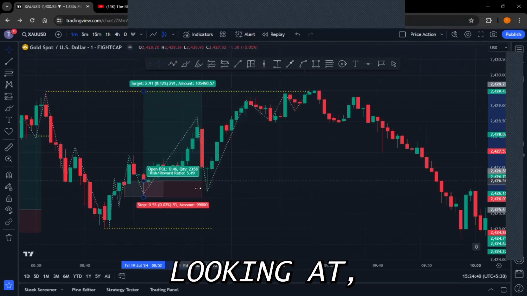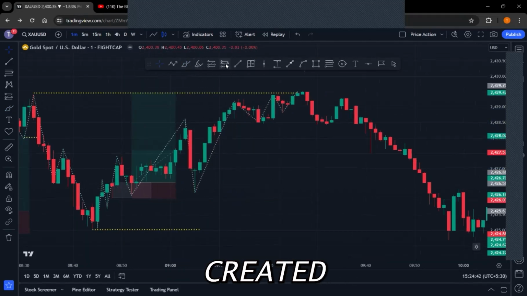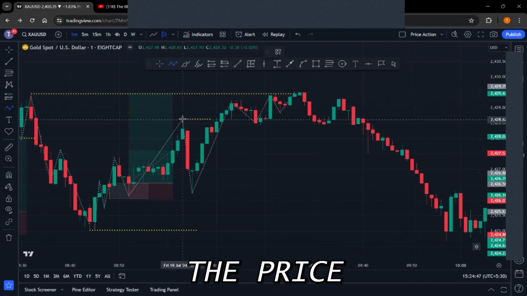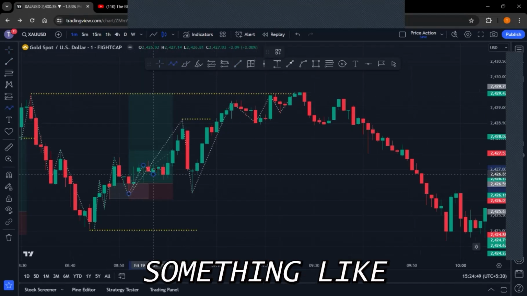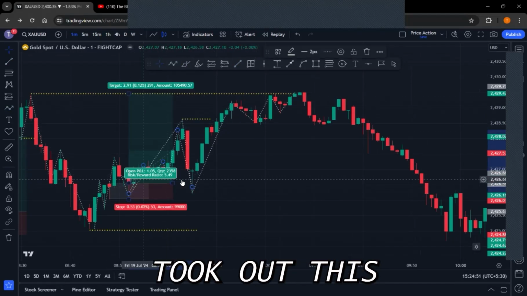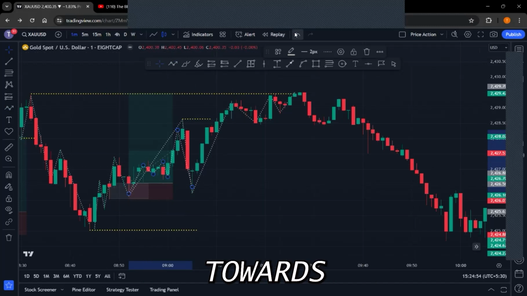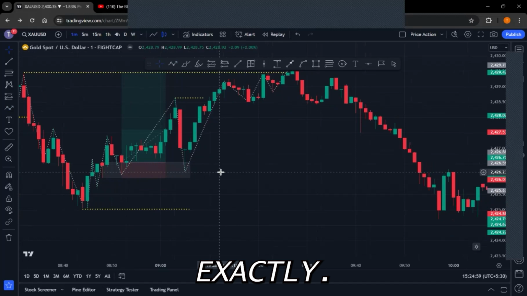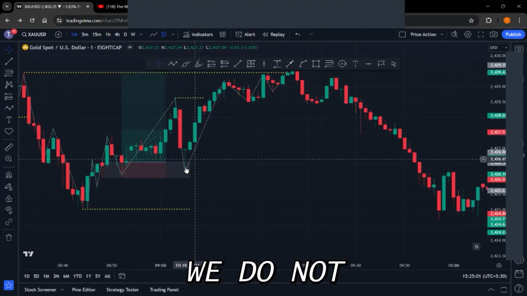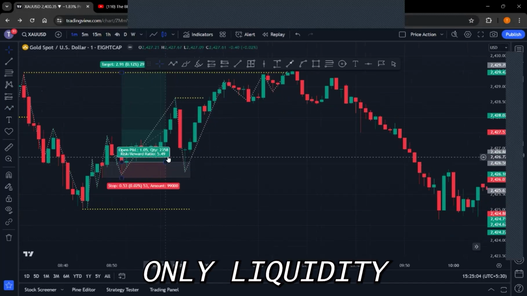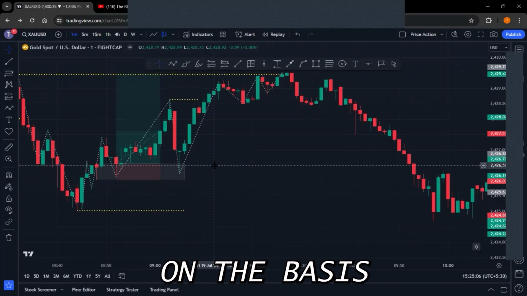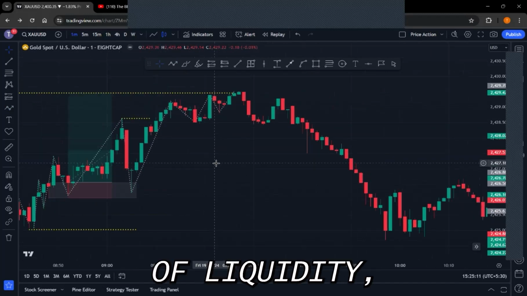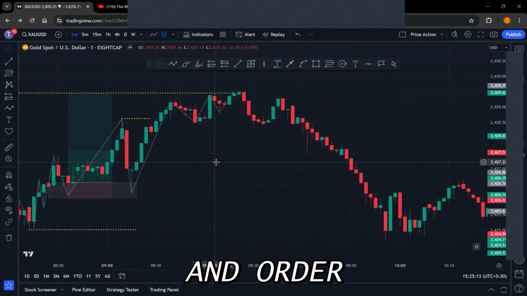Now from here, internally the price created another resistance. Why has the price created another resistance from here? Because internally something like this was happening, and then finally the price took out this major liquidity and stopped moving towards the upside. Now this major internal liquidity is also taken out to mitigate these stop losses only. Exactly, in our setup we do not trade on the basis of liquidity alone. We try to trade on the basis of swing highs and swing lows only, including the concepts of liquidity like inducement, market structure and order blocks.